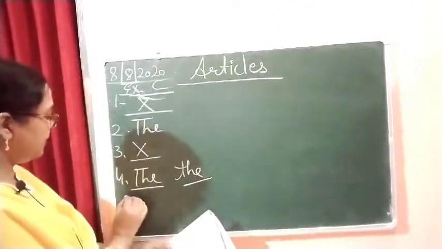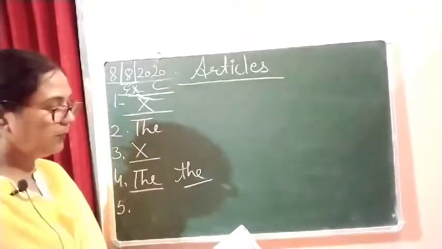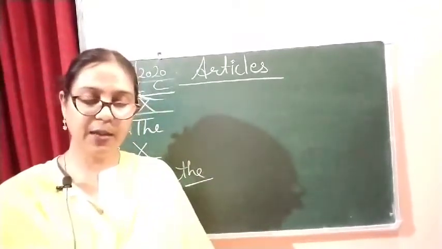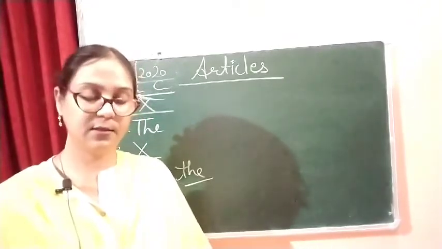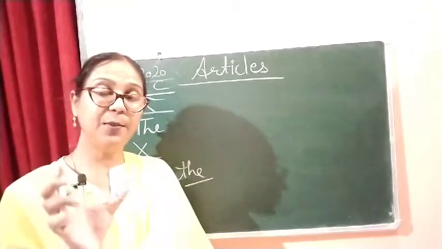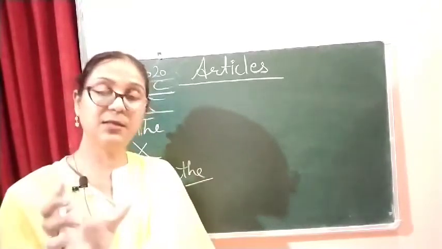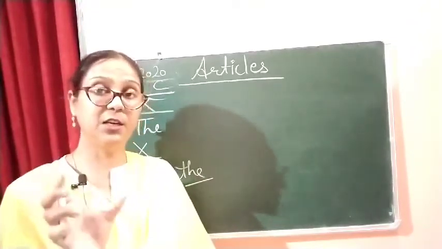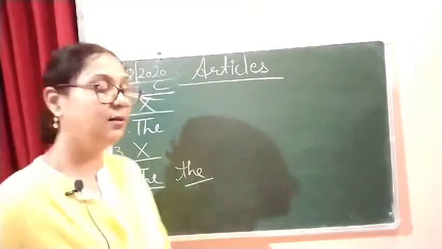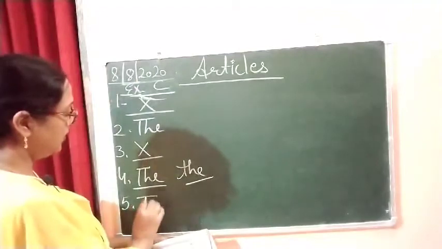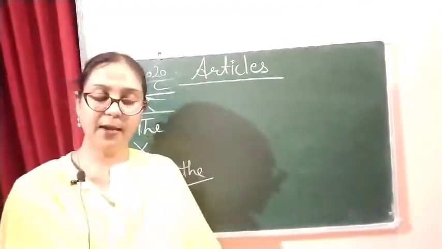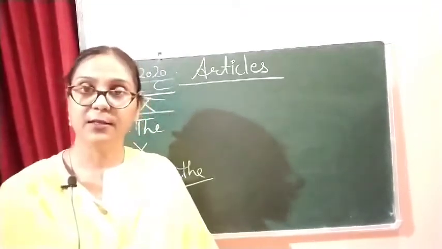In number 5, dash Statue of Liberty was a gift to America from France. Because we are specifying that particular, famous statue, we are supposed to use the over here. So, the Statue of Liberty was a gift to America from France.